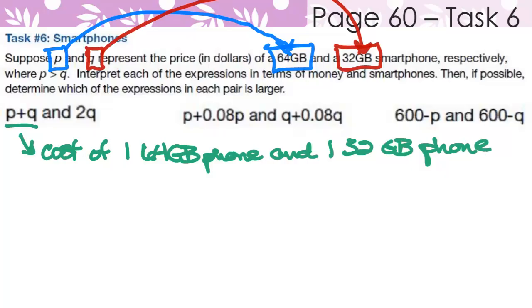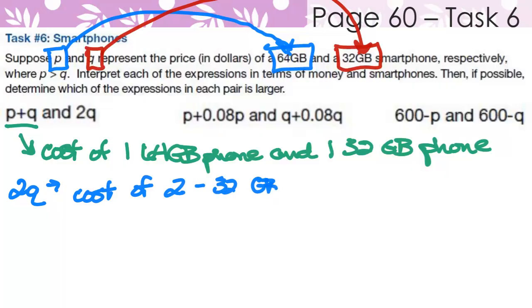I wish mine were written the way yours are. So then 2Q, what does 2Q represent? Jumani, what do you think? Jumani, I must have said that wrong. I know, I was thinking of the movie. No, I wasn't. Jumani, right? So sorry. What does 2Q represent? Price of what? 32 gigabyte phones. Okay, the cost of 2 32 gigabyte phones.